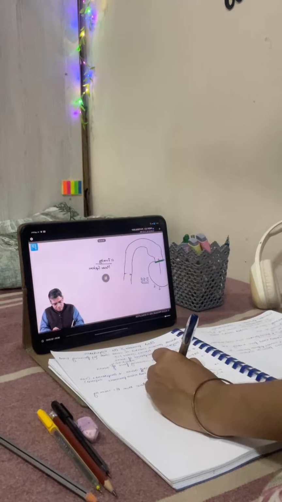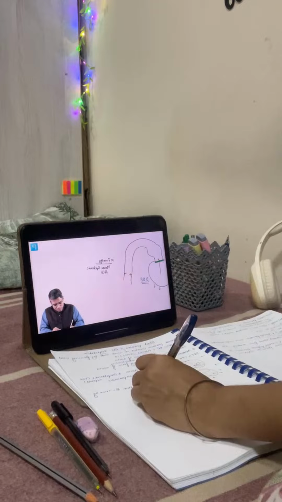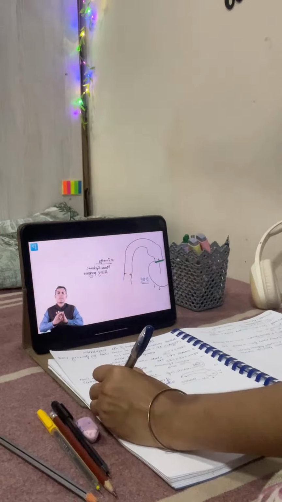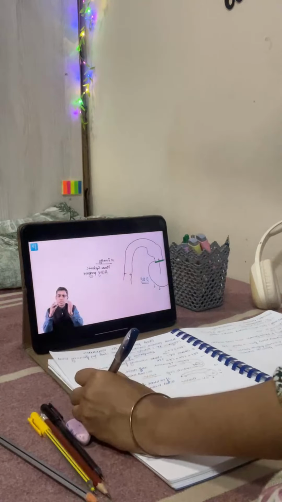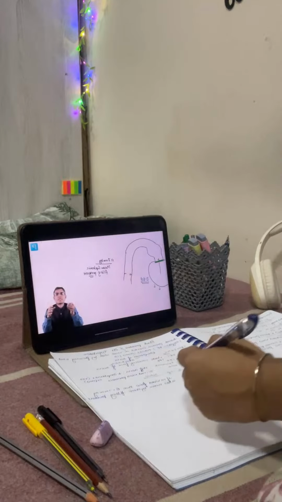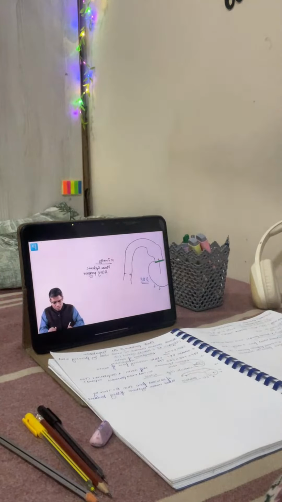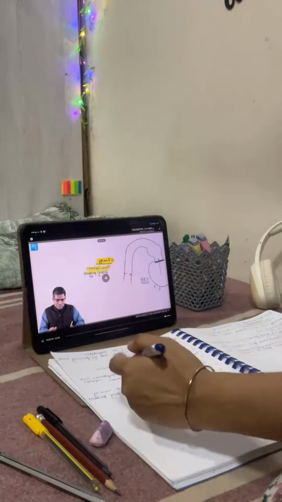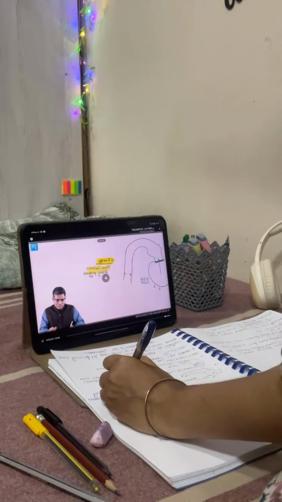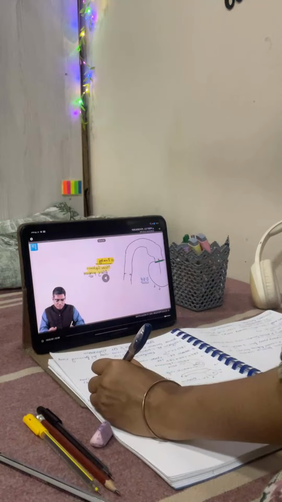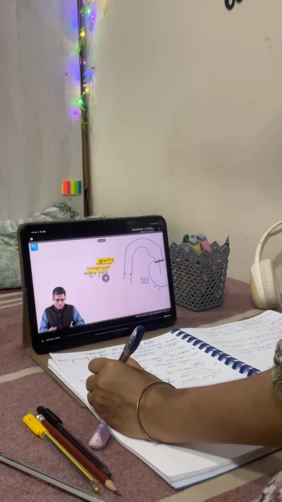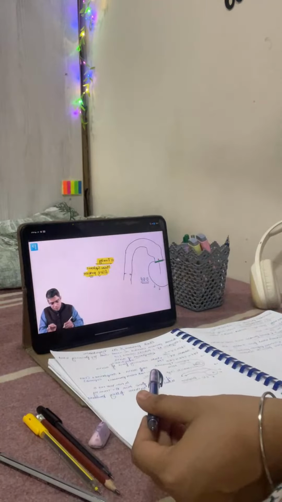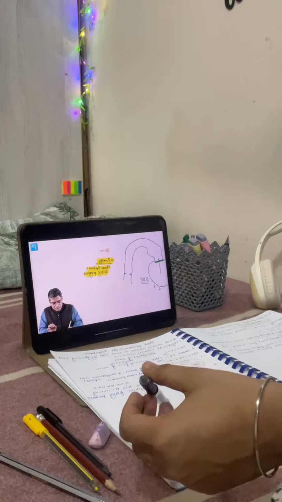filling pressure. Mean systemic filling pressure, right? Please remember this name, mean systemic filling pressure. Whenever the blood flow is stopped, the pressure that will be exerted on the vessel wall is very minimum, but that is not zero. That is near equal to 7 millimeter of mercury. That is known as mean systemic filling pressure. Now we all know our diastolic blood pressure is 80 millimeter of mercury.